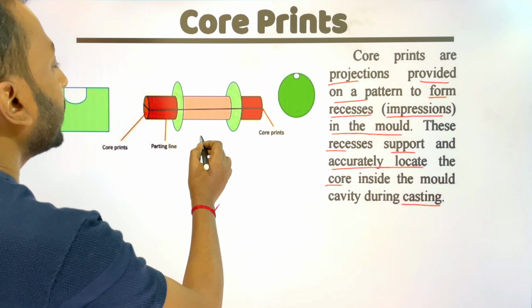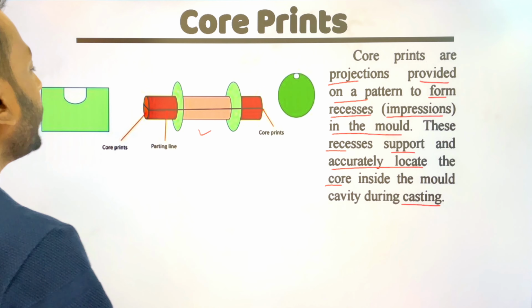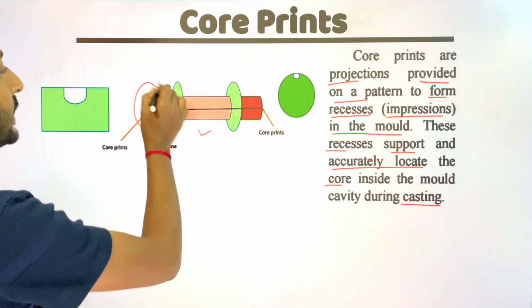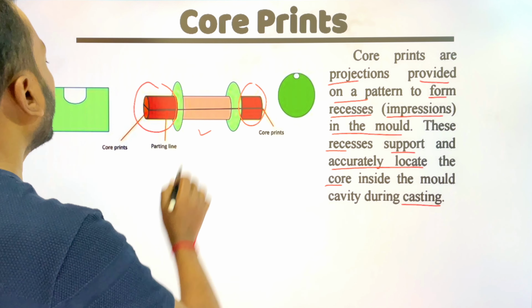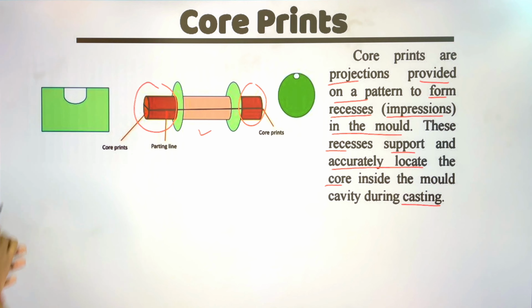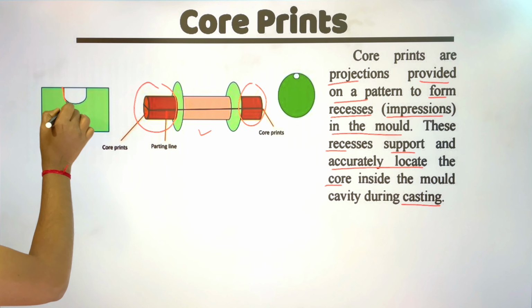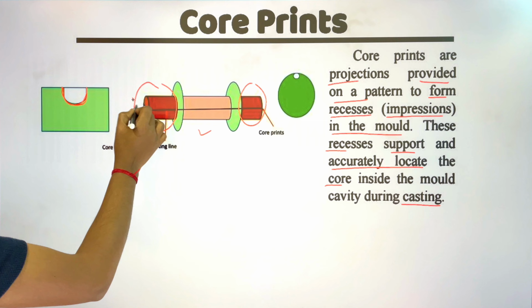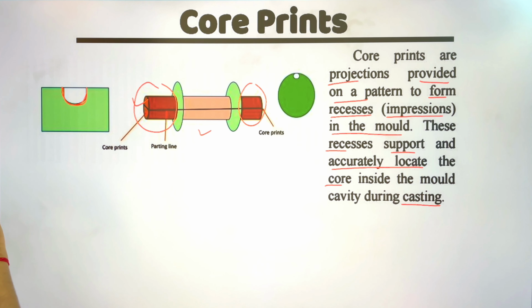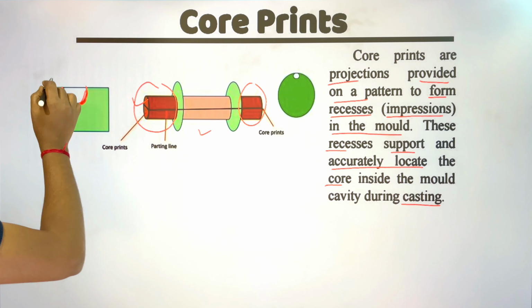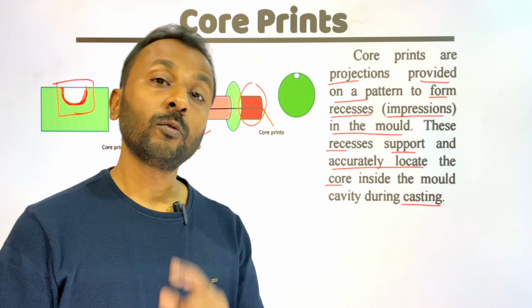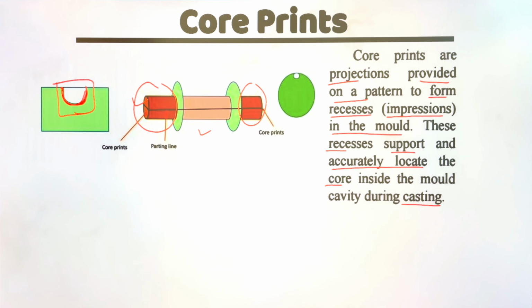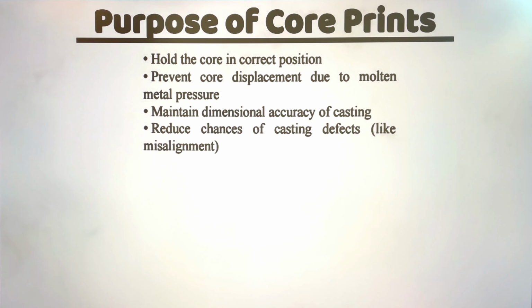So this is the core. Suppose this is the core and we have provided core prints here. This section and this section are core prints. So when we place this core on the mold, suppose this is the mold, the core prints create a section like this. So this section holds the core prints in a perfect way, and it provides support to the core. So that's why core prints are required, and we intentionally provide core prints to the core or the mold.